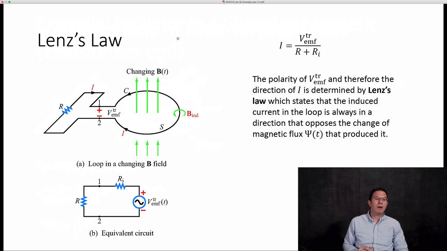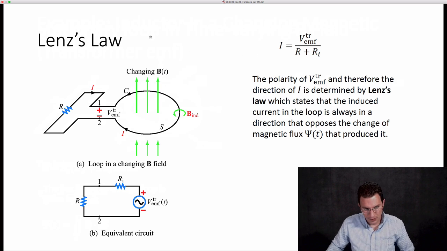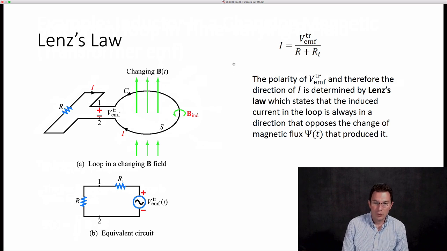On that note, let's talk a little bit more about the nature of the induced B field. Just to state this as succinctly as possible, the polarity of the induced EMF, and therefore the direction of the current, is determined by Lenz's law, which states that the induced current in the loop is always in a direction that opposes the change of magnetic flux psi of t that produced it. What does that mean exactly?